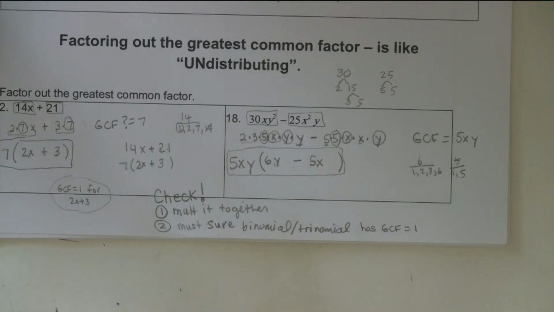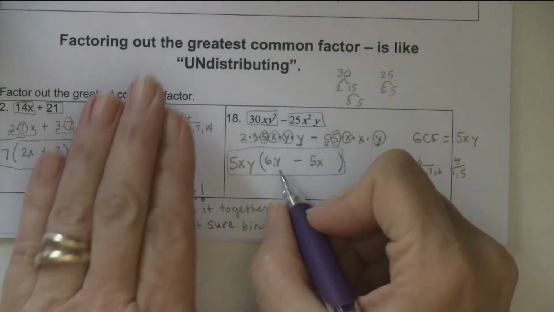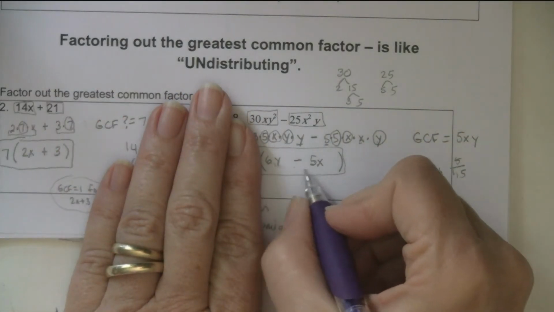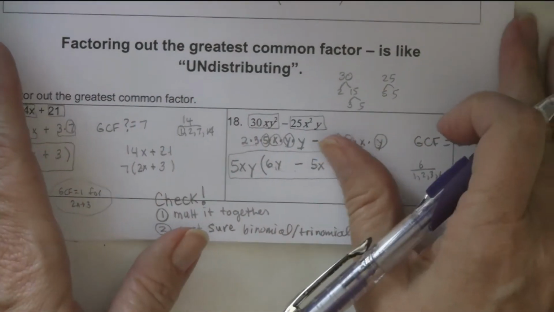But that's what you want to make sure of, that the binomial or the trinomial has a greatest common factor of 1. So if I looked at this, the greatest common factor would be 1. So everything has 1 in common.